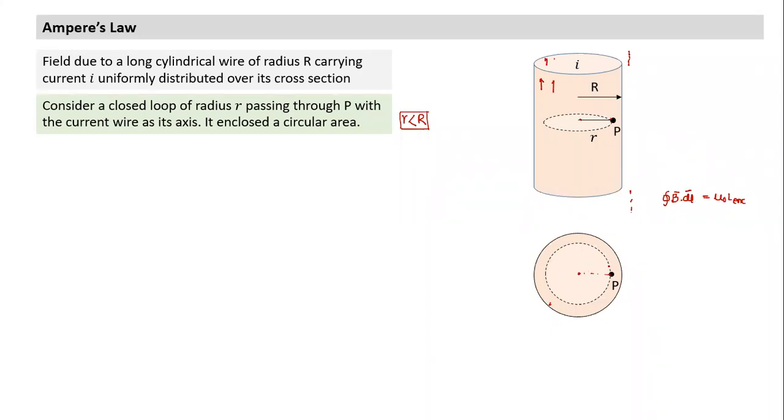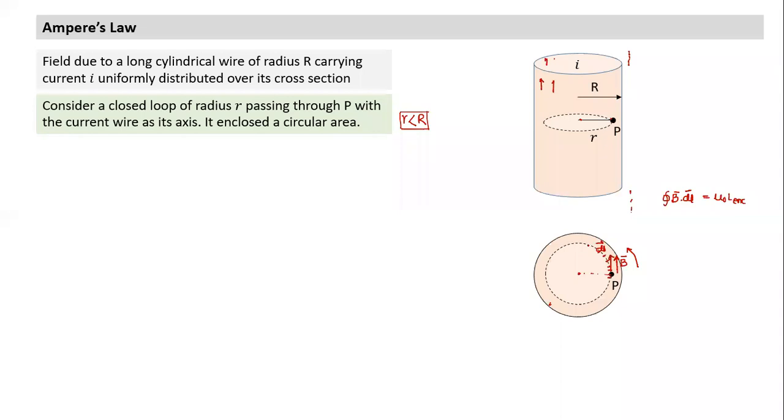We divide this whole loop into small pieces. First we need to define the direction. Do I want to go in the clockwise direction or the anti-clockwise direction? Typically we choose anti-clockwise. So what is the direction of the dl vector? If I take a small vector dl here, this is its direction. And the field is also in the same direction.